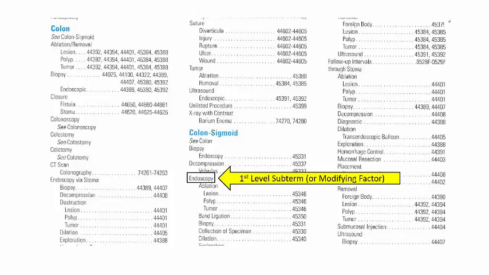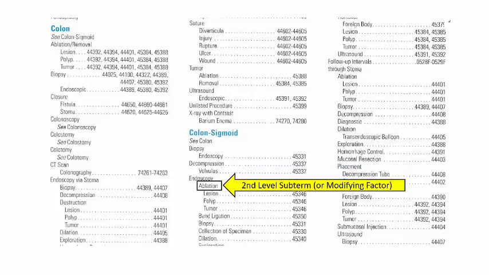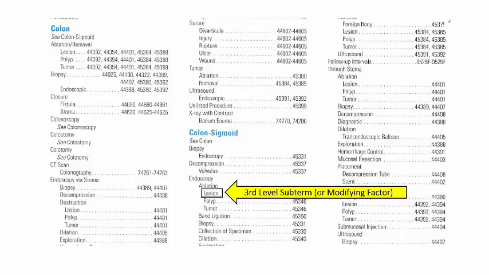What would be an example of a second level subterm? Ablation. Notice how ablation is lined up 4 or 5 spaces from the far left margin. So ablation belongs to the first level subterm, endoscopy. What would be an example of a third level subterm? Lesion. So colon sigmoid, endoscopy, ablation, lesion is how you would read that.